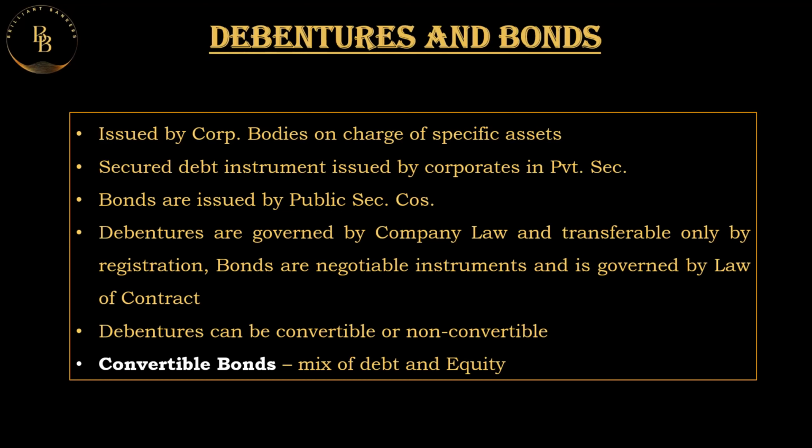maturities and coupon rates. There are also different types of bonds, that is the convertible bonds, which are a mix of debt and equity. Convertible bonds can be defined as a type of debt security that can be converted into a specified number of shares of the issuing company's common stock. That is, on the maturity of the debenture, it can be converted into equity. That is the specialty of a convertible debenture or a convertible bond. The conversion option.